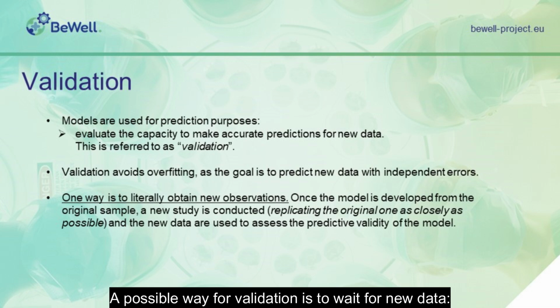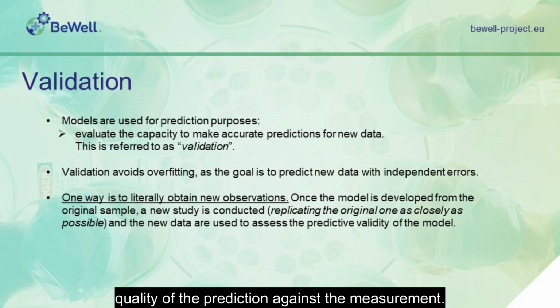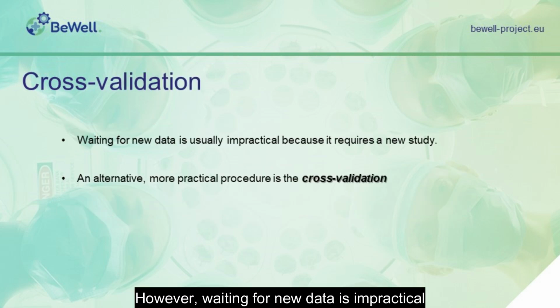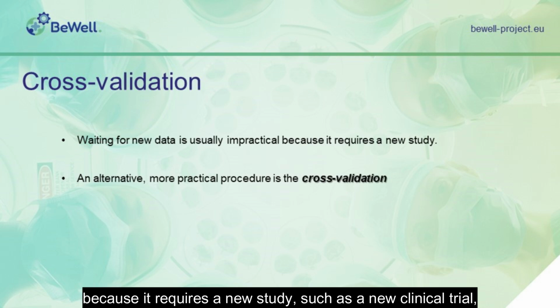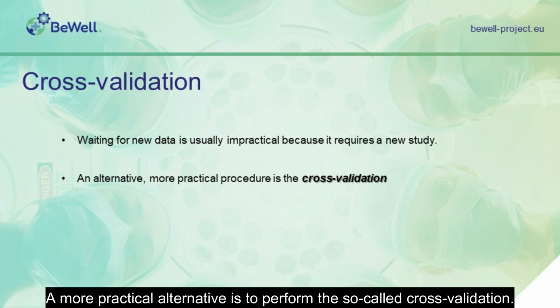A possible way for validation is to wait for new data. The model is developed with the data that are available up to a certain moment. And then future data are weighted to evaluate the quality of the prediction against the measurement. However, waiting for new data is impractical because it requires a new study such as a new clinical trial, and to wait for the new data. A more practical alternative is to perform the so-called cross-validation.